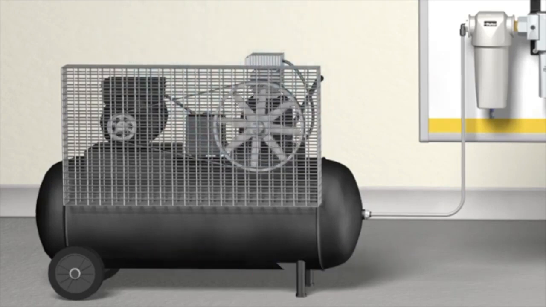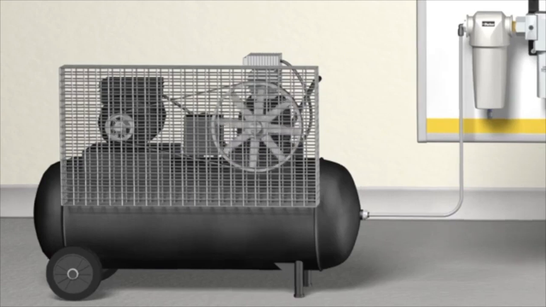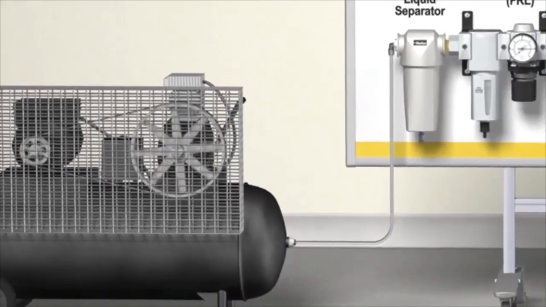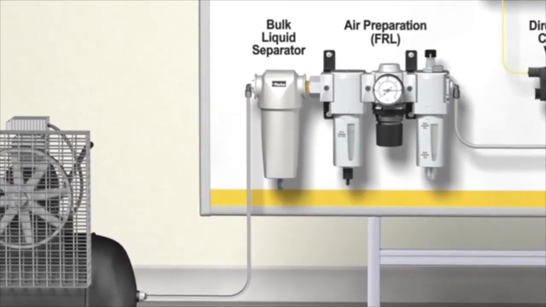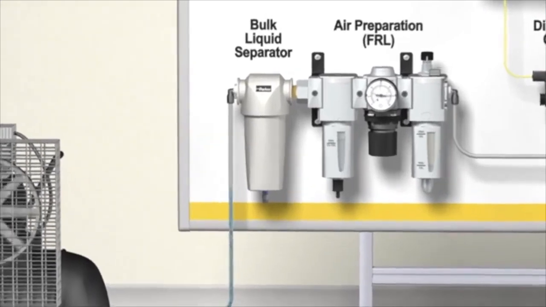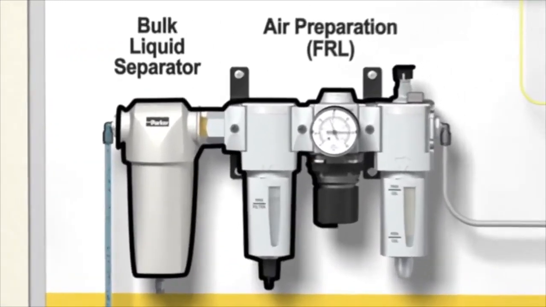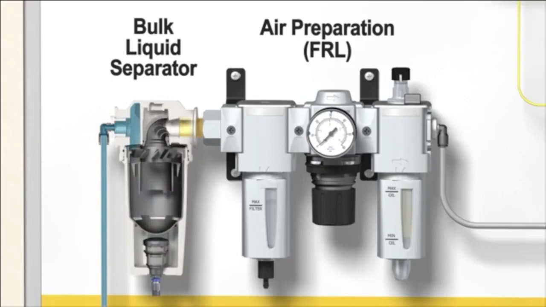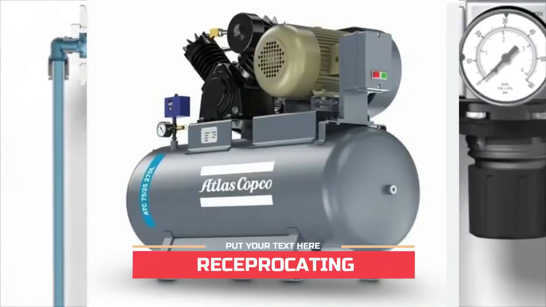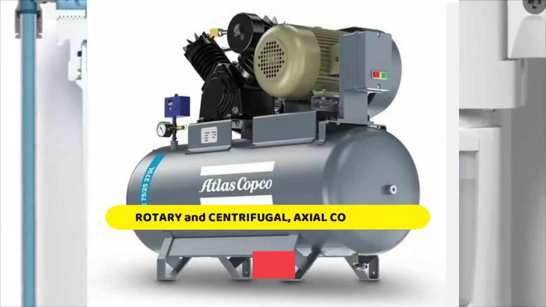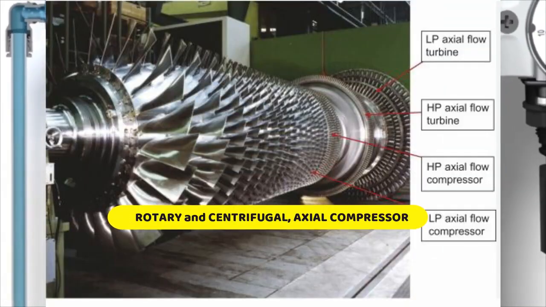The air discharged from the compressor is as hot as 250 to 350 degrees Fahrenheit. Hotter air also contains more moisture, which will result in excess water vapor that will condense in control lines and tools if it is not removed. We have several types of compressor like reciprocating, rotary, centrifugal, and axial compressor.